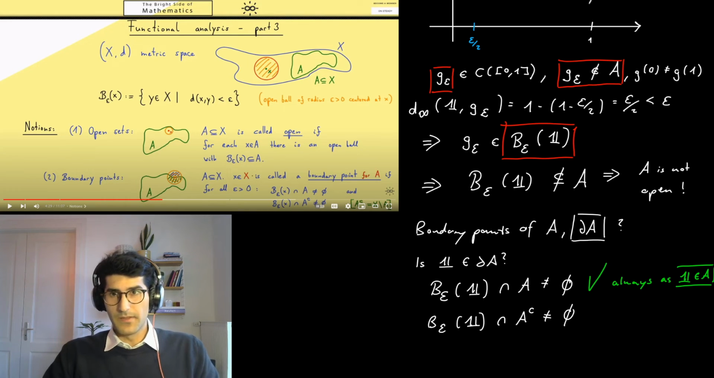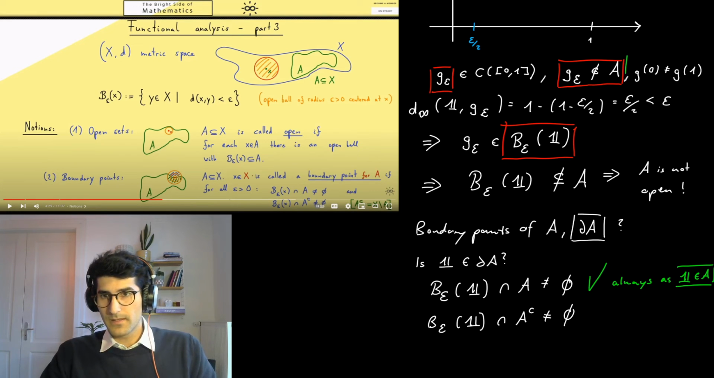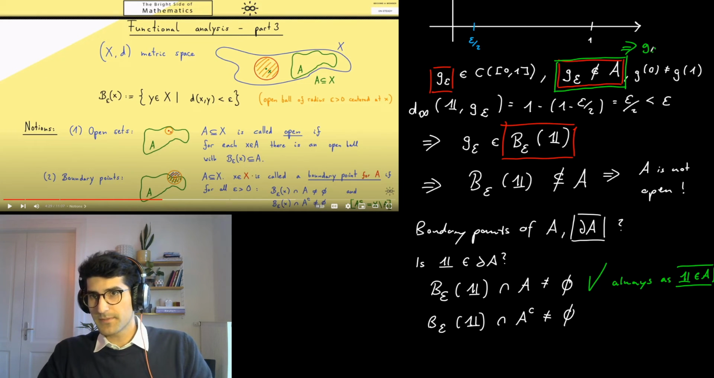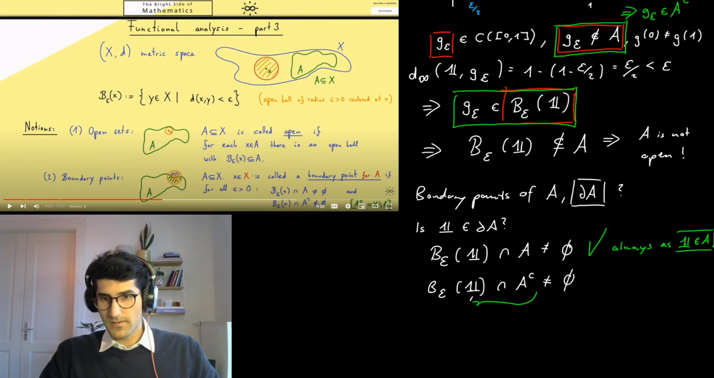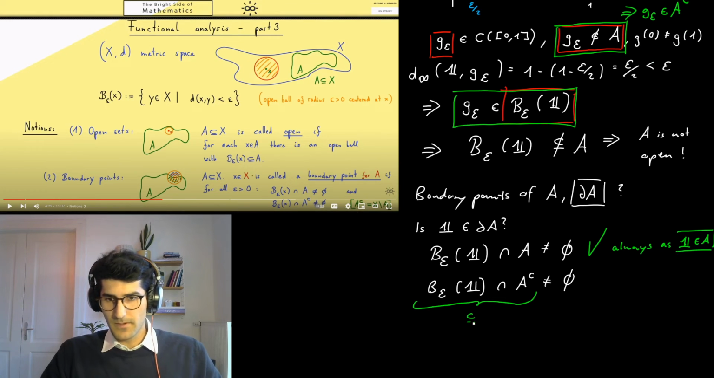So we know an element that is in the complement of A, namely the function g. g is not in A, so this implies g epsilon is an element of the complement of A. At the same time, g epsilon is an element of the epsilon ball around 1. So this actually is a superset. Oh, let's write it like this. This is a superset of the singleton that contains g epsilon. Therefore, it's also not empty.